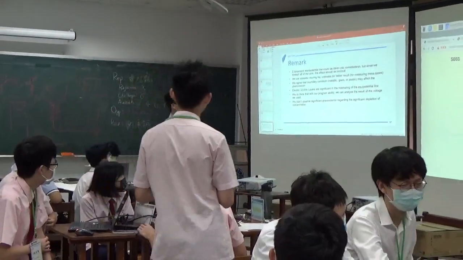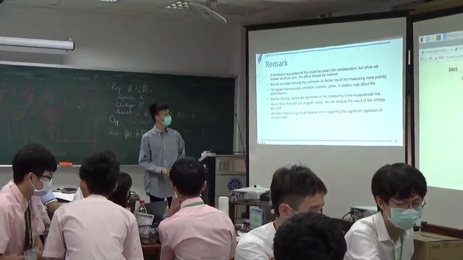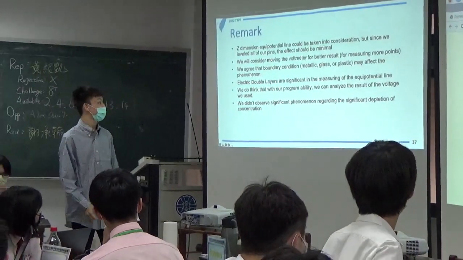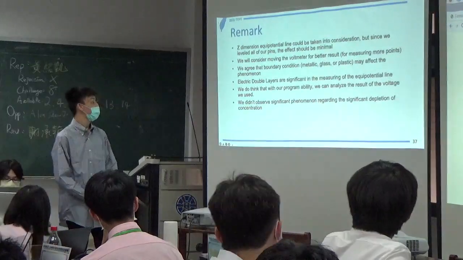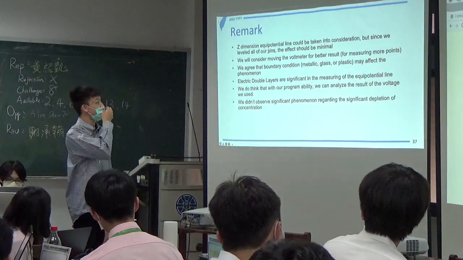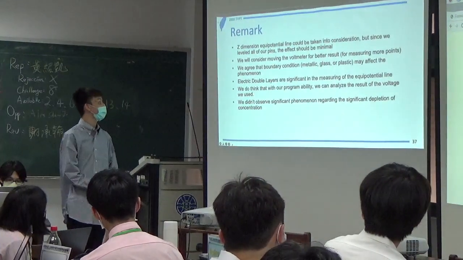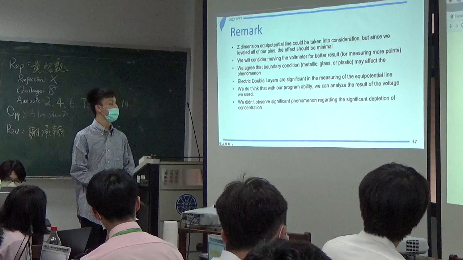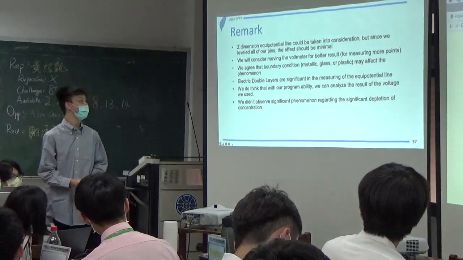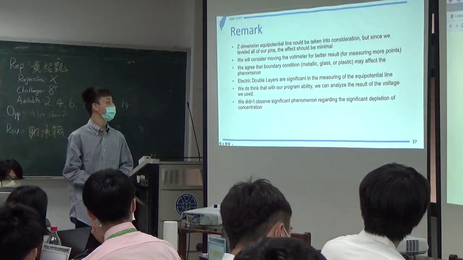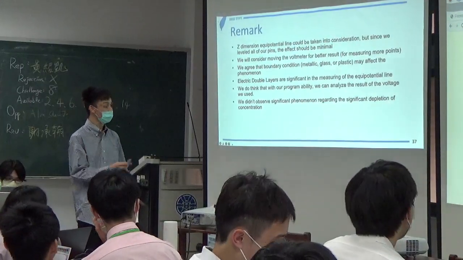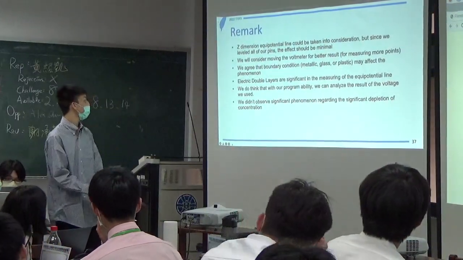Okay, so I'll make a concluding remark. First, as the opponent pointed out, the Z-dimension and potential line are to be taken into consideration. Since we leveled all of our pins, as I said on the blackboard, the effect should be minimal. And we will consider moving the voltmeter for better results in future experiments. Also, we agreed that the boundary condition is very important for this experiment, such as the Neumann metallic boundary condition, and it may affect the phenomenon.